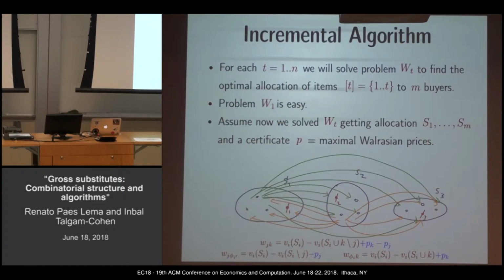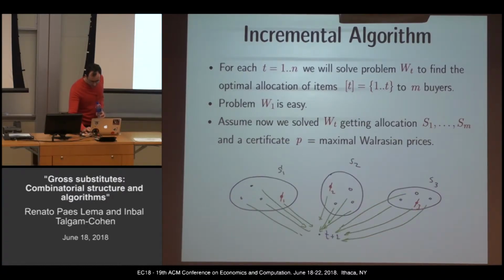So the nice thing is that, given that these prices are version prices, all those edges are non-negative. I could change the potentials so that every edge is non-negative. Every edge is greater than 0. So nice. Now I need to update this allocation to add the item T plus 1.